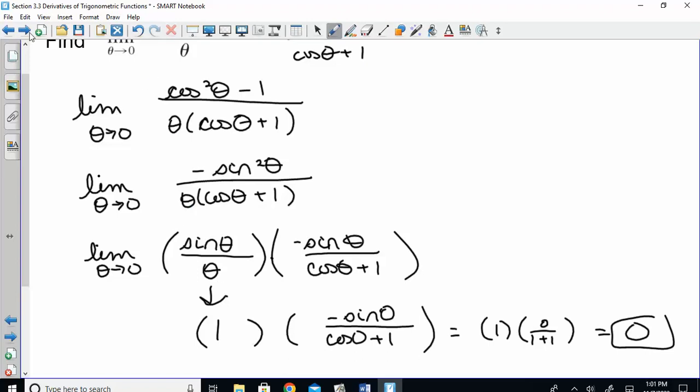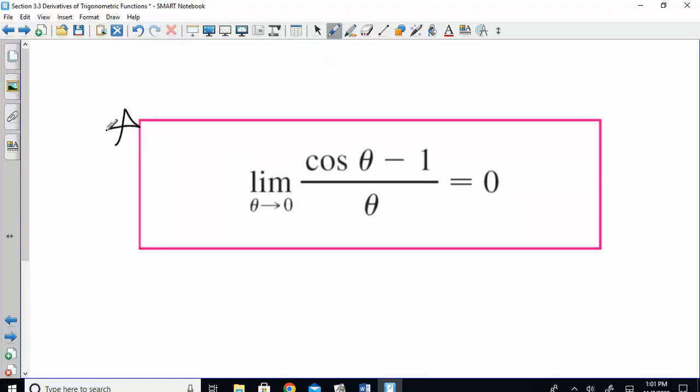So, this is the next thing we can assume to be true. The limit as theta approaches 0 of cosine theta minus 1 over theta, in fact, equals 0.